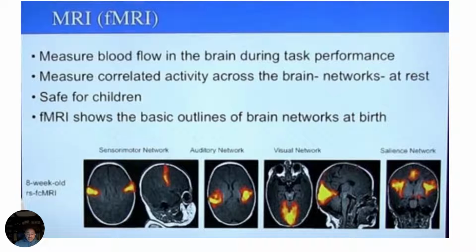And if you notice, the visual network is in the back side of your head, right in the back of the visual, where your eyes are, and then you're looking at the back of it. That's where the visual network is, which is obviously the sensitive area.